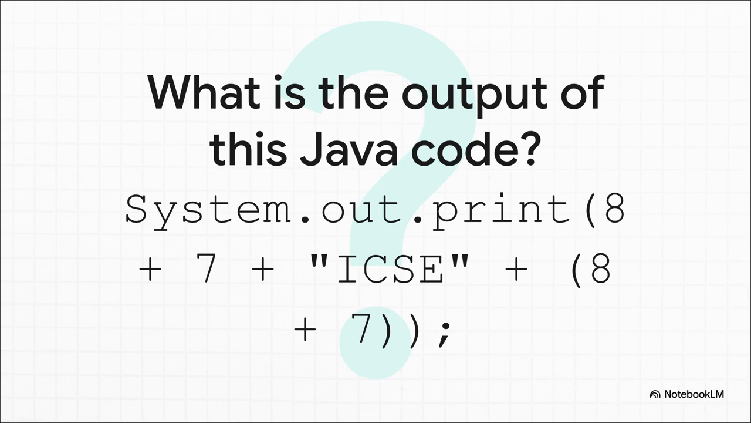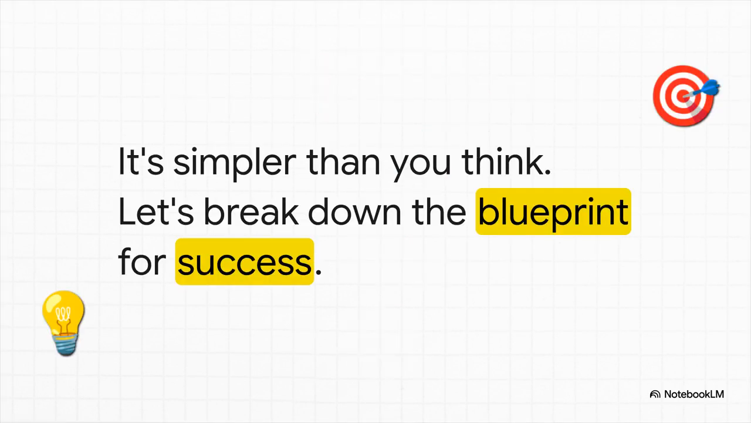Now, does this look a little tricky? It's a classic output problem, and it's specifically designed to test how well you understand the way Java handles numbers and strings when they're all mixed up together like this. But here's the good news. There's a really clear pattern to these questions. Seriously, once you see the logic behind it, you'll be able to solve them with total confidence. We're going to show you exactly how.